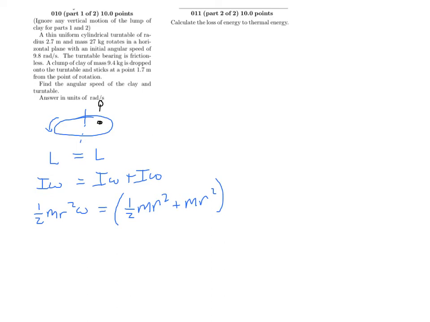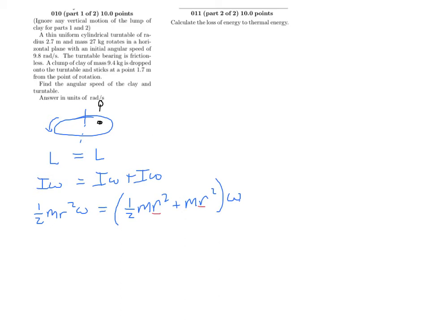Now also be careful that this r and this r are going to be different r's. The first r is the radius of the turntable itself as a whole. This r is where the clay is, only 1.7 meters out, so that's going to be there. And then I'm going to have my final angular velocity. There should be nothing else tricky about this problem for you.